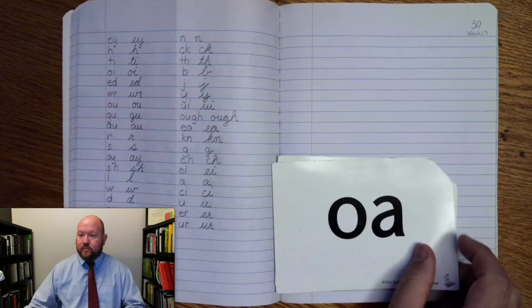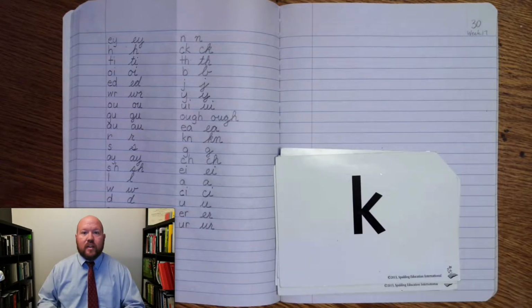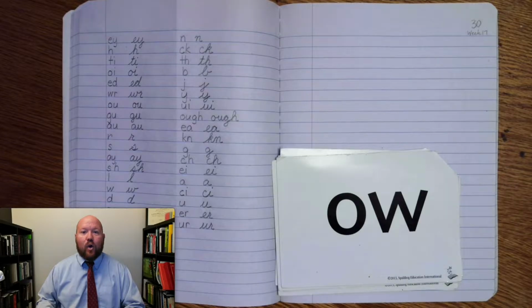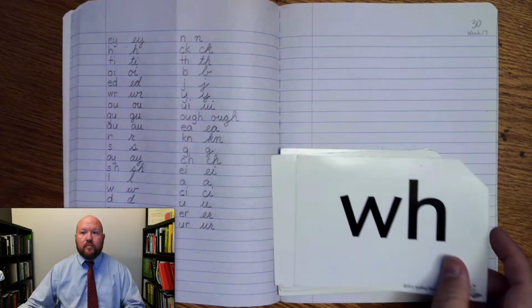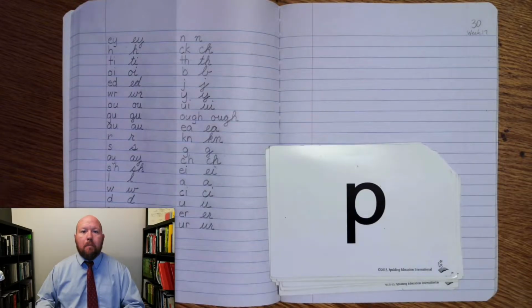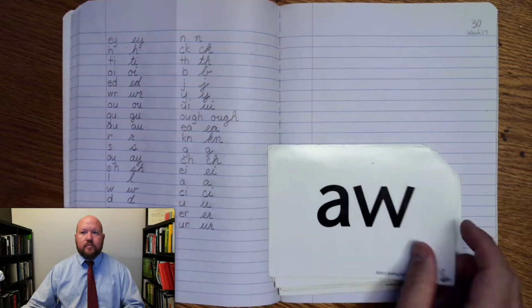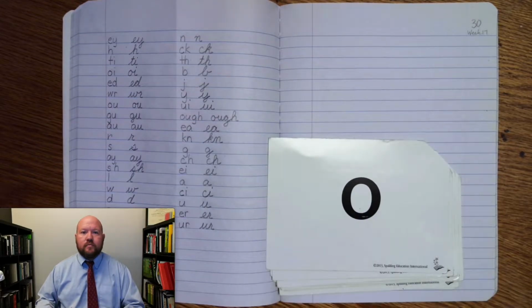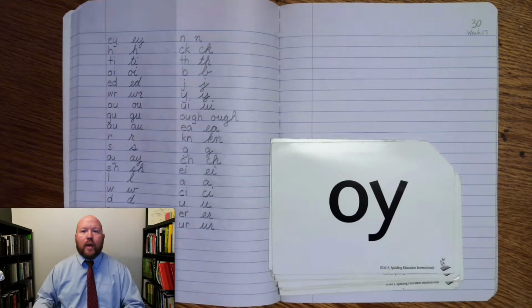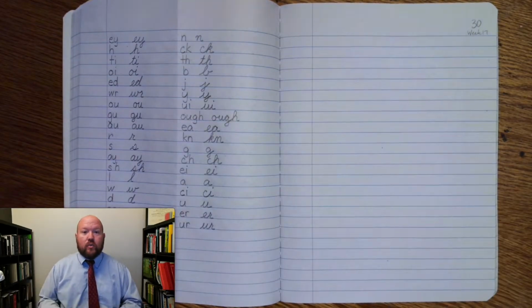Oh. Oh. A, ow, o, n, were, p, f, e, aw, a, o, u. Z, oi, j, r. All right, now this time we go through, we'll say both the sound and the cue.